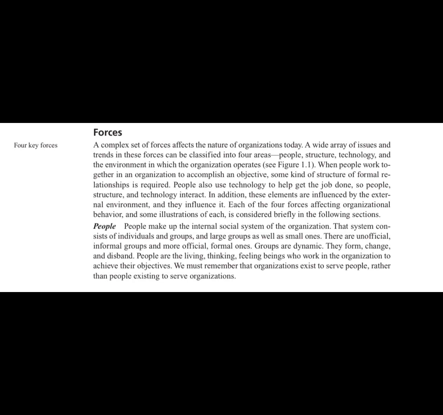So sometimes they form, they change, and they also disband. Okay? So, people are the living, thinking, feeling beings who work in the organization to achieve their objectives. We must remember that organization exists to serve people rather than people existing to serve organization. So, simple as that. People are the ones who manage the said organization.